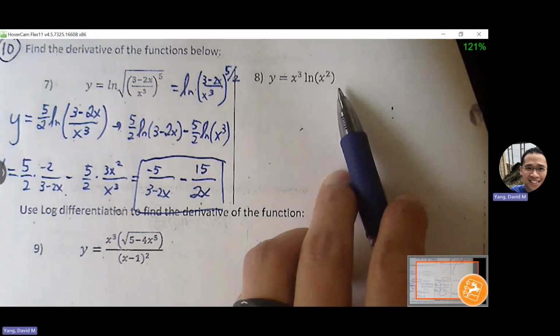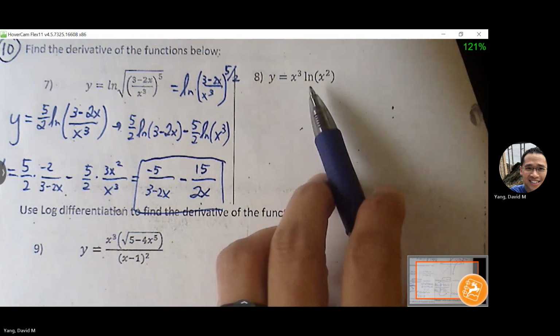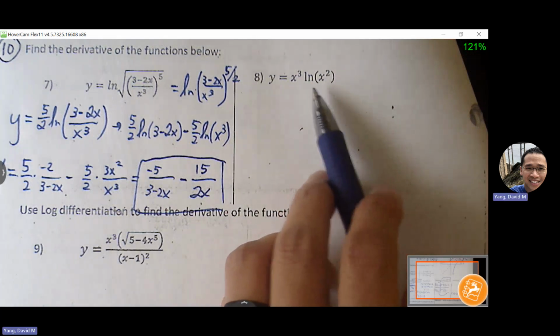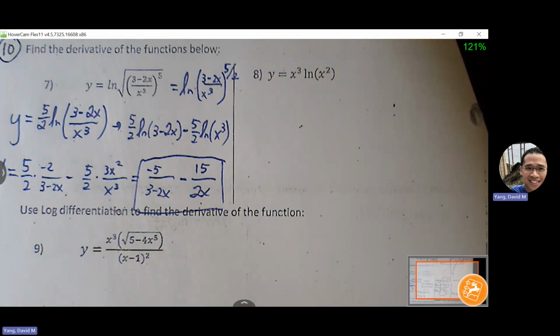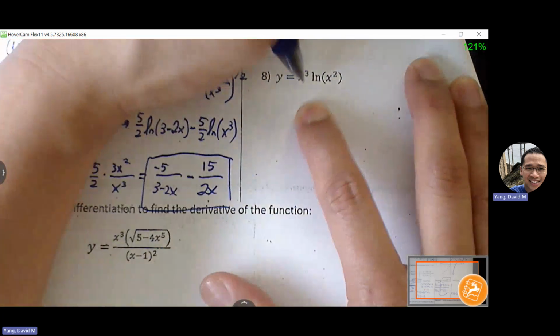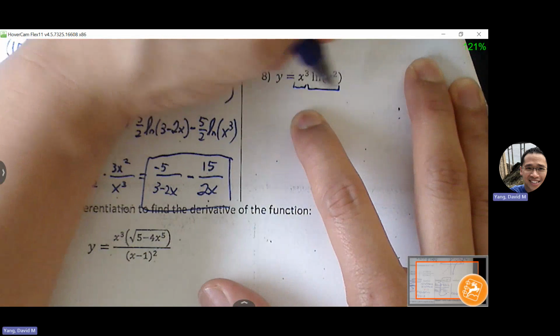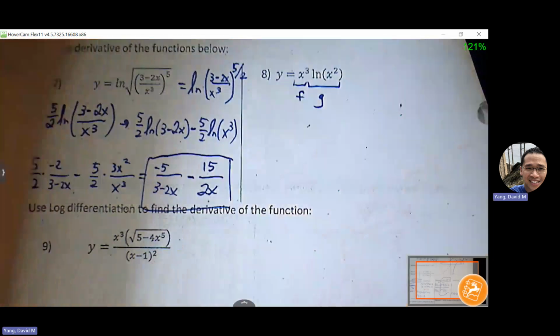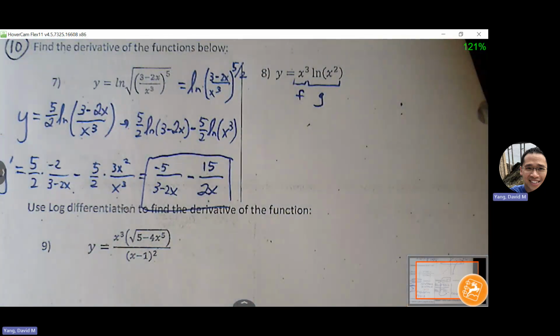Okay, number 8. There's not much we can expand, and also there's something that we can't avoid here. We've got to go through, what if I want to find the derivative? Product rule. X cubed and natural log of x squared. It's not everything inside one natural log where I can expand. These are completely separate terms outside of each other, and they're being multiplied, so I've got to go through product rule. Right. So f prime g plus f g prime.